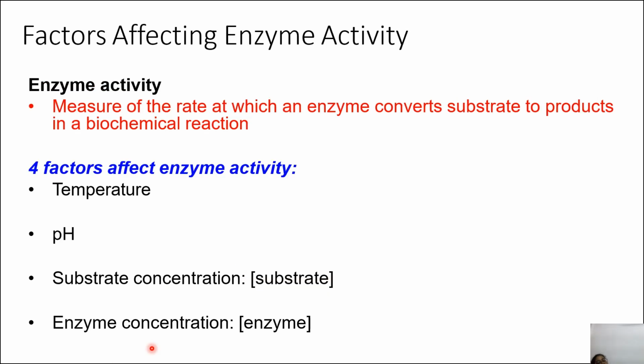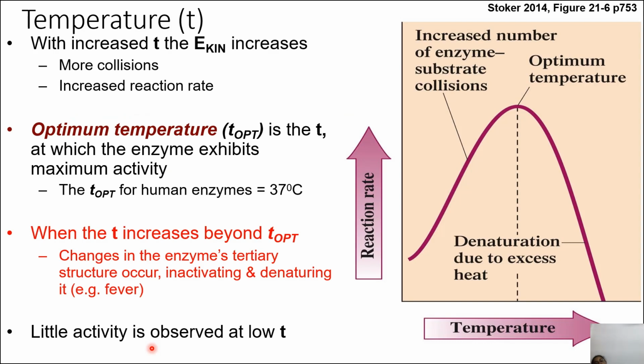Then what are the factors affecting enzyme activity? Enzyme activity is basically the rate at which an enzyme converts substrate to products in a biochemical reaction. Four factors affect enzyme activity: temperature, pH, substrate concentration, and enzyme concentration. Right. So with increased temperature, the kinetic energy will increase. So there will be more collisions, increased reaction rate.